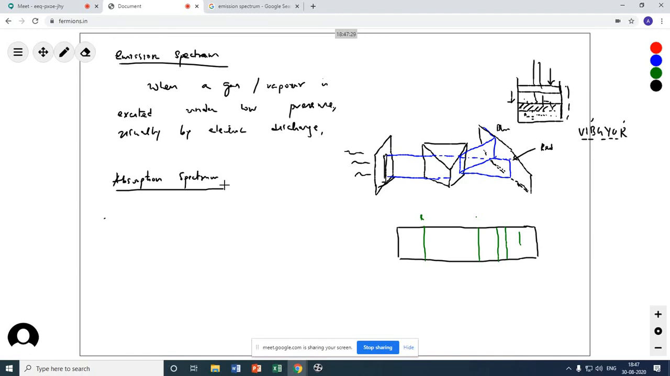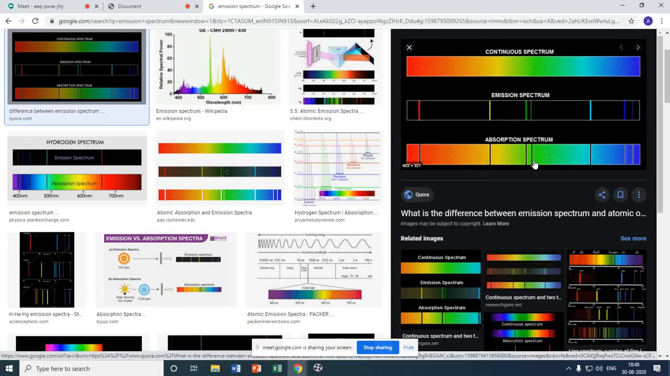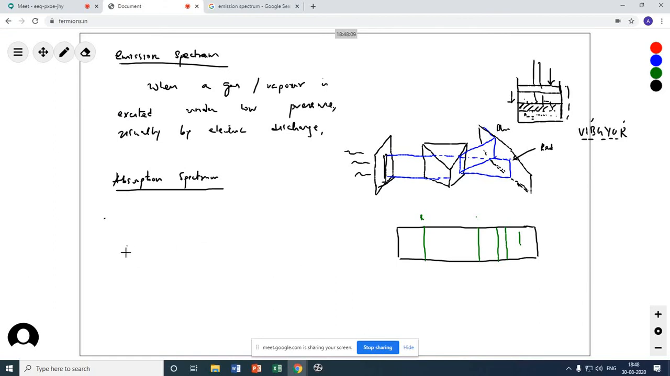So absorption spectra are these kinds of spectra with dark lines on a white background. This kind of spectrum with dark lines on a white background is called absorption spectrum. As you can see here, can you see these dark lines? Look at the picture, there are some dark lines. Okay, so you may draw this picture.